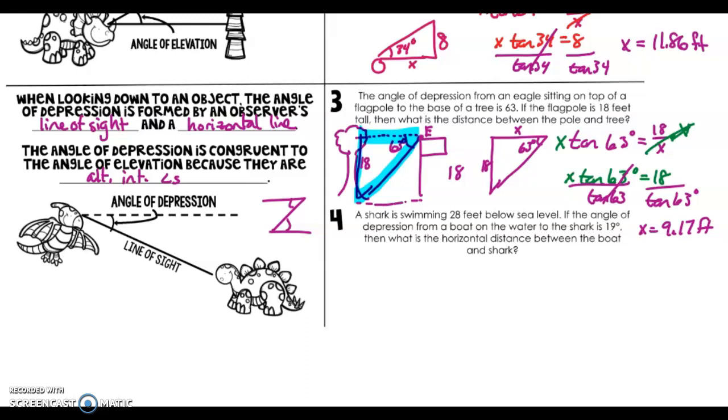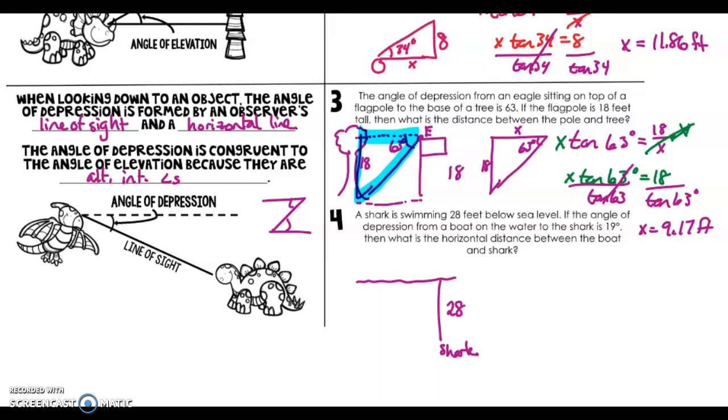Okay, one more. A shark is swimming at 28 feet below sea level. So like you have your sea level right here, and so your shark is 28 feet down. I'm going to put S for shark. We'll just write it out. I cannot draw a shark.